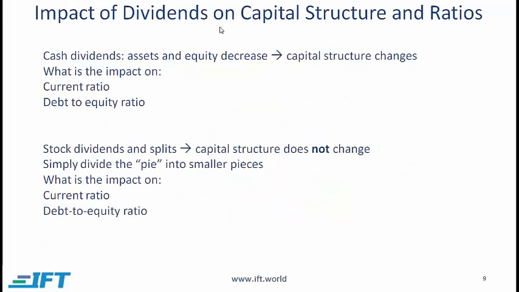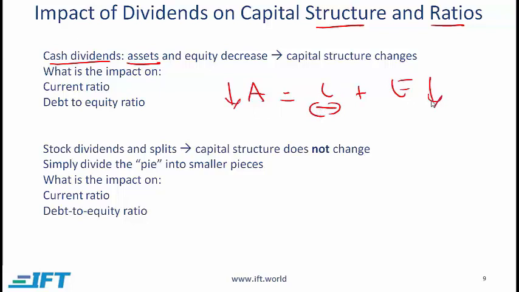Coming now to the impact of dividends on capital structure and ratios. When a company pays cash dividends, obviously cash comes down, which means that assets come down. Assets are equal to liabilities plus equity. If assets are down and liabilities are unchanged, then obviously equity comes down. If equity is down but debt or liabilities are unchanged, this means that the capital structure of a company changes.